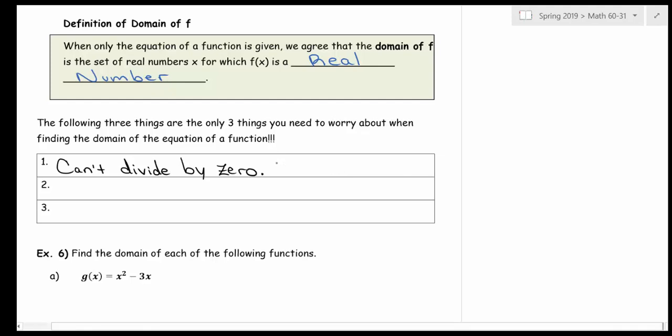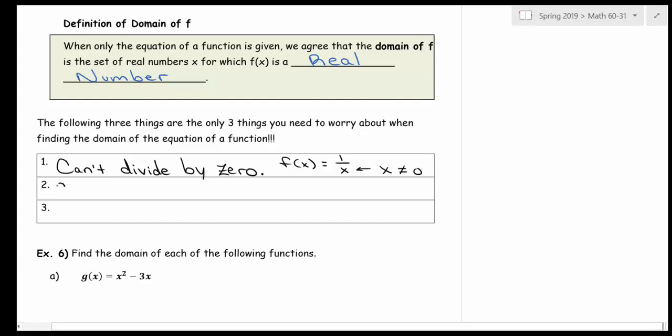So for example, if you had something like f of x is equal to 1 over x, you would have to worry about dividing by 0 here. The restriction for x would be that x is not allowed to equal 0, otherwise this would be undefined. So this would be an example of when you would have to worry about dividing by 0. You only have to worry about this happening if you have variables in a denominator.